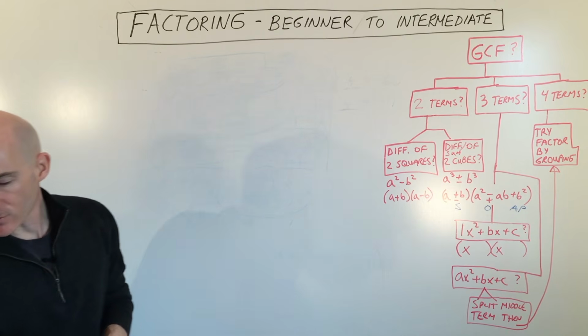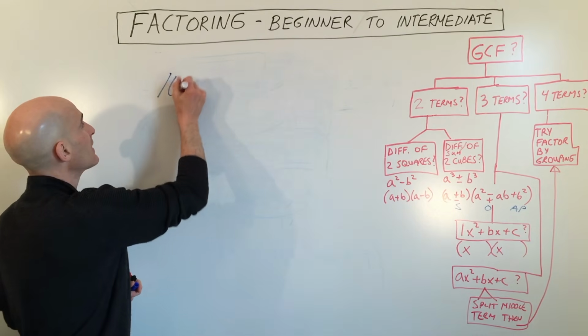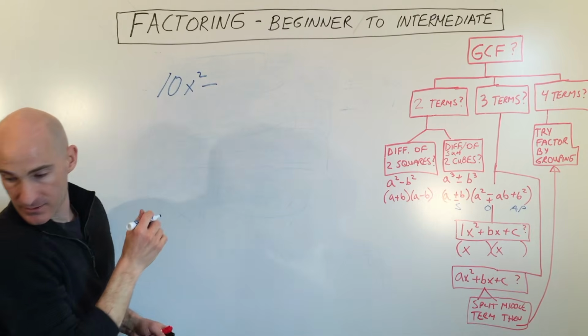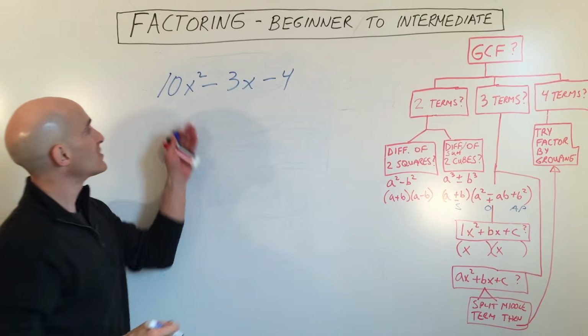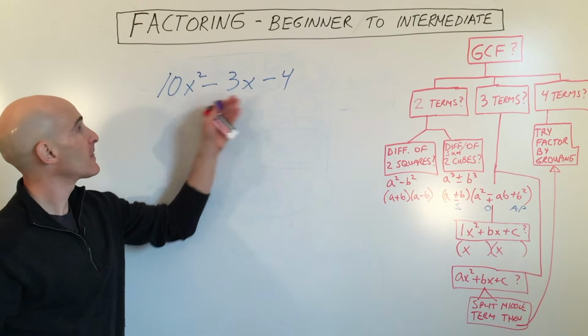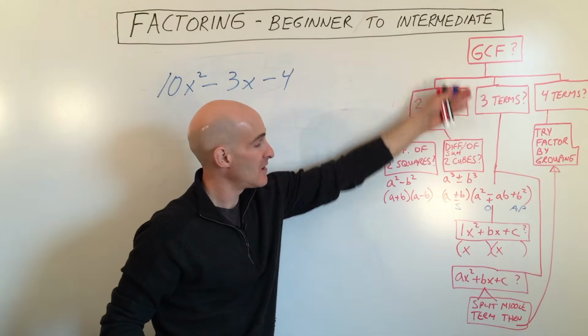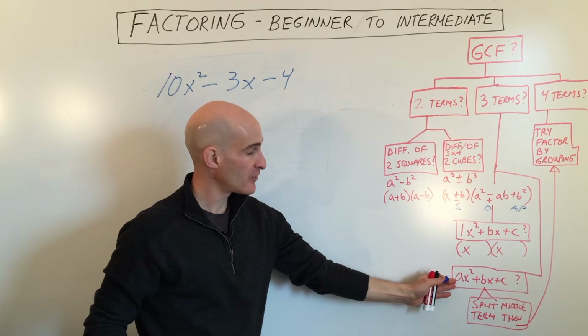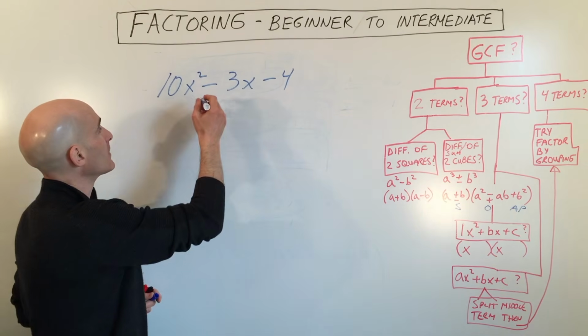So let's look at this last problem here. We've got 10x squared minus 3x minus 4. So we see it's a trinomial, 3 terms. We see if there's a greatest common factor. That's the first step, but there isn't. We can see the leading coefficient is something other than 1. So we're going to look at splitting the middle term and factoring by grouping.